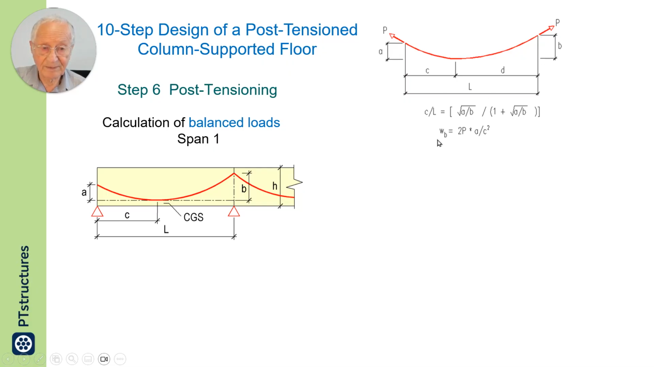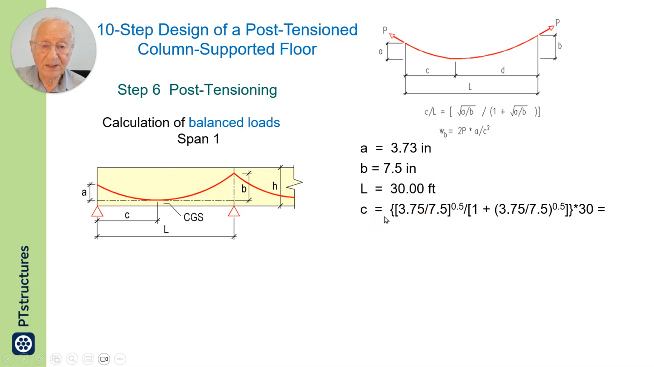The formula that governs this geometry is there. So knowing that this is at the mid depth and knowing that this is at the top and knowing the span, I can find the location of the low point, and knowing the number of strands, I can calculate the upward force. So I have A, here is A, I have B, I know this, I know the length, so I can calculate using this formula the distance to the low point.